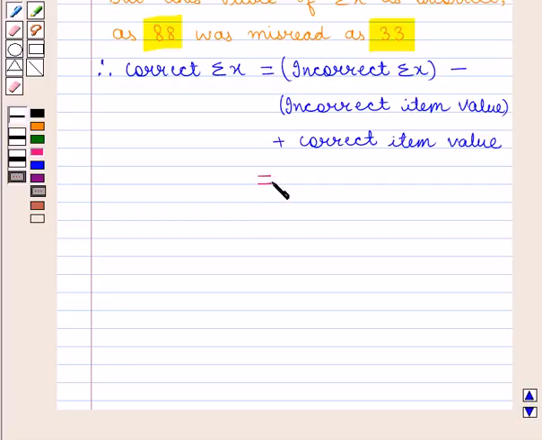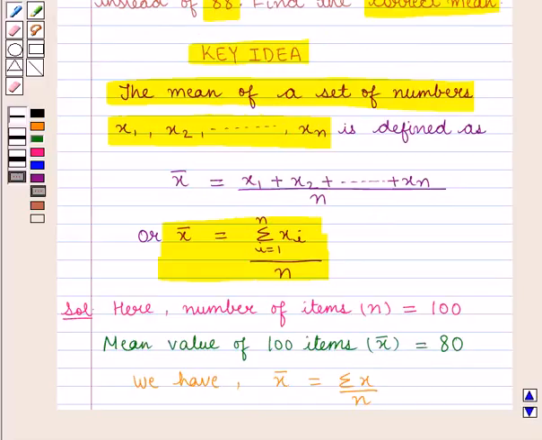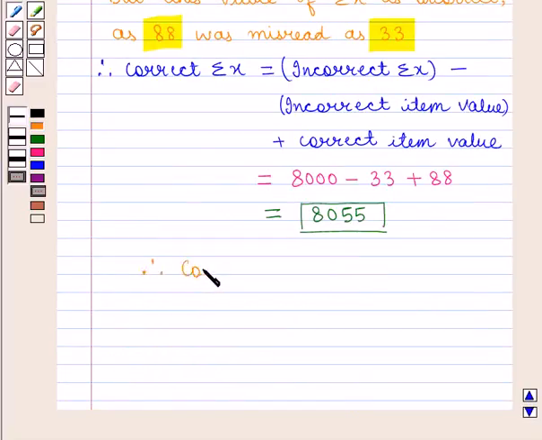Therefore, on putting the required values, we get 8000 minus 33 plus 88, which gives 8055. Now we have got the correct summation x value as 8055. Now we can find the correct mean by using the key idea, which states that the mean of a set of numbers is given by the formula x bar equal to summation xi, where i goes from 1 to n divided by n. Therefore, we get correct mean equal to summation x whole divided by n.